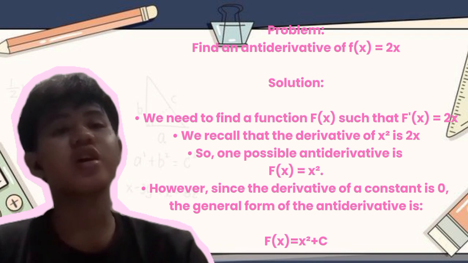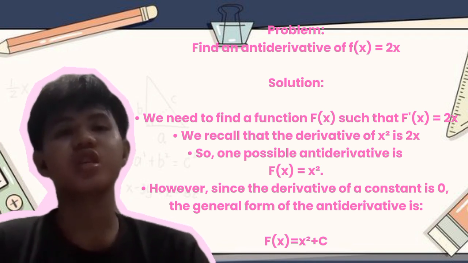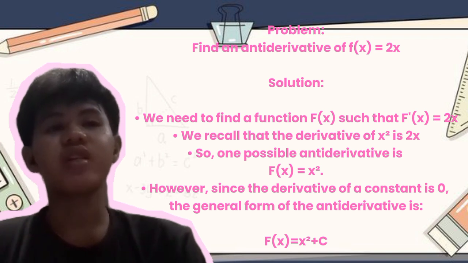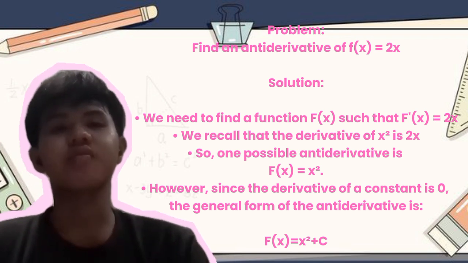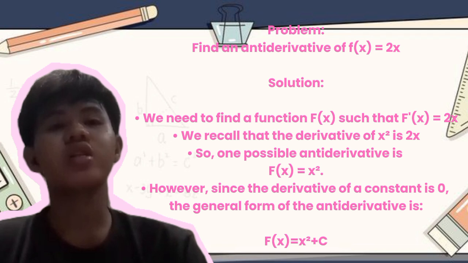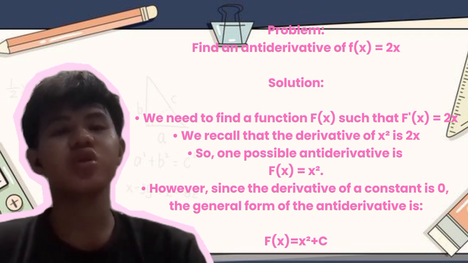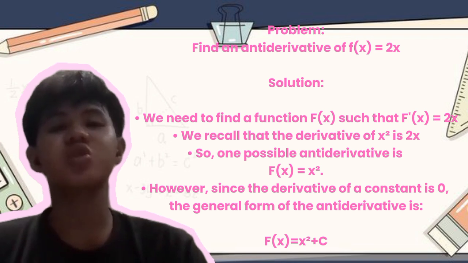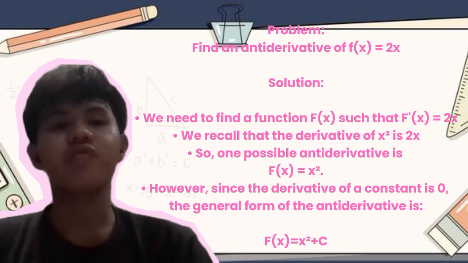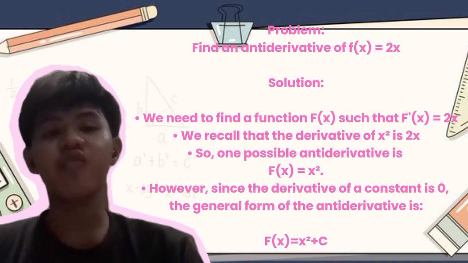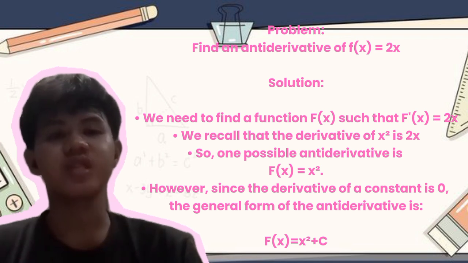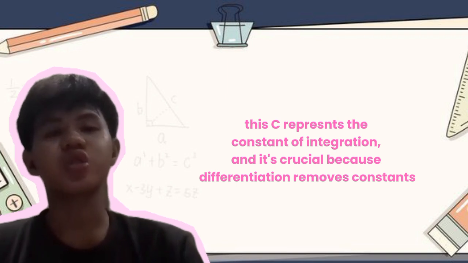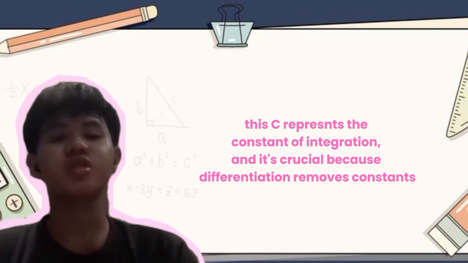Solution: define a function f(x) such that f(x) = 2x. We know the derivative of x squared is 2x. So one possible antiderivative of f(x) is x squared. However, since the derivative of a constant is 0, the general form of the antiderivative is F(x) = x squared plus C. This C represents the constant of integration, and it's crucial because differentiation removes the constant.